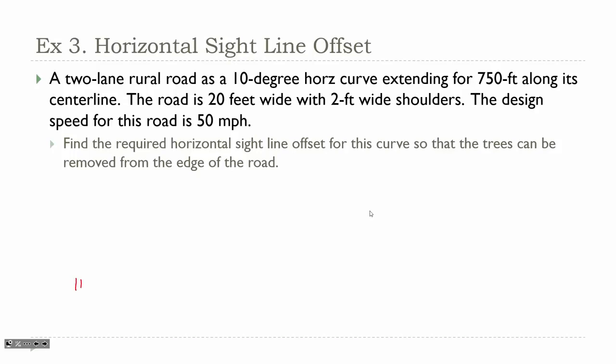Ultimately, we want to calculate HSO, which is equal to R times 1 minus cosine of 28.65 times S over R. All right, so R is going to be equal to what?